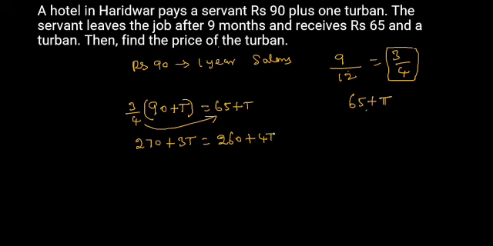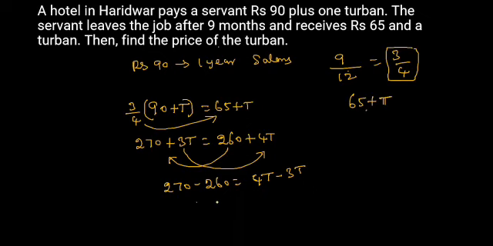Now I will put the T's on one side. When I bring this 3T here, and bring this 260 here, it will become 270 minus 260, which is equivalent to 4T minus 3T. Now I have 1T here, and 270 minus 260 is 10. So T, that means the cost of one turban, is 10 rupees. So that's what the question asked: find the price of the turban.